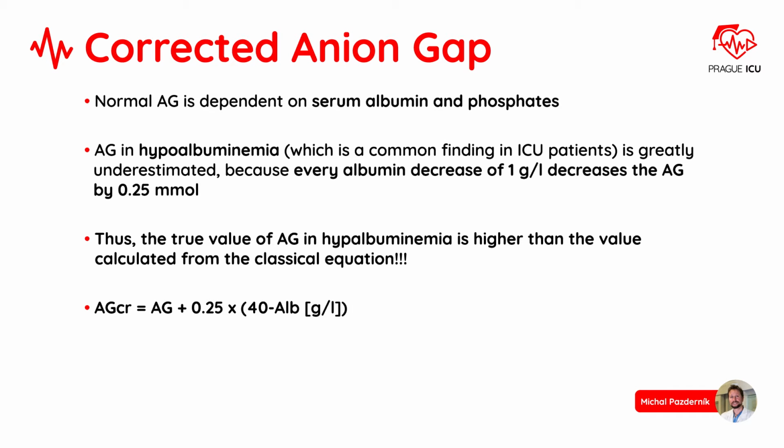We talked about anion gap, but we need to also know the corrected anion gap. Normal anion gap is dependent on serum albumin and phosphates, but in hypoalbuminemia, which is a common finding in ICU patients, the anion gap is greatly underestimated, because every albumin decrease of 1 gram per liter decreases the anion gap by 0.25 millimoles. Thus, the true value of anion gap in hypoalbuminemia is higher than the value calculated from the classical equation. So the equation used to calculate corrected anion gap is anion gap plus 0.25 times 40 minus albumin level.